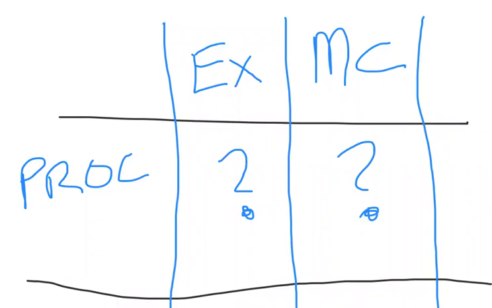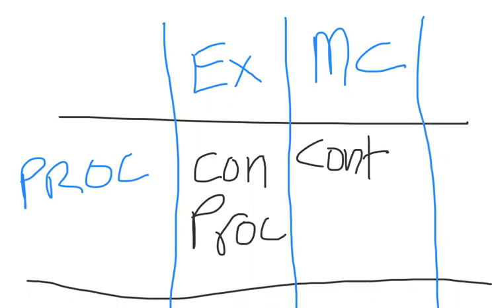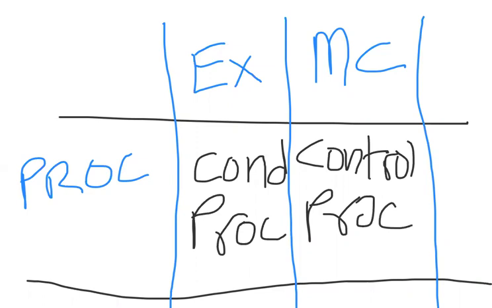Good. In the first box, we have conduct procurements. In the second box, we have control procurements. So conduct procurements and control procurements. Okay.